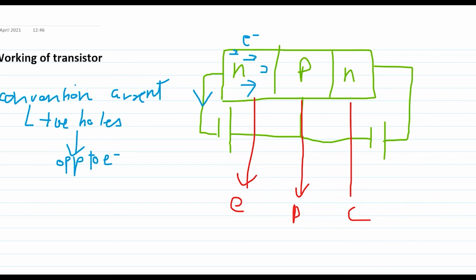As it goes outside, the holes will travel from here to here. Because of the positive charge, it will give holes to here. The more electrons there are, the more recombination there is, so this is a current. Now talking about this, the holes travel from here to the n side.